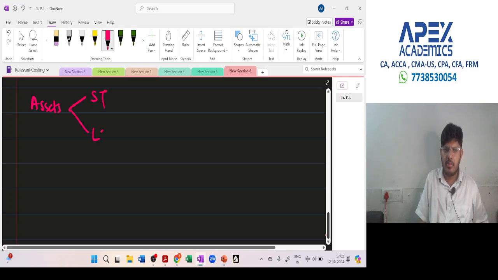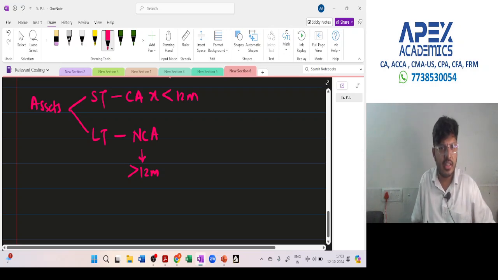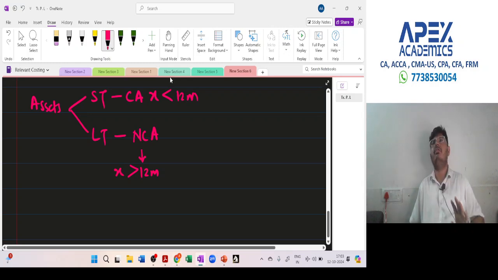When we look at the balance sheet of an organization, assets are of two types: short term and long term. Short term assets are called current assets and long term assets are called non-current assets. Non-current assets are also converted to cash, but they take a period more than 12 months, whereas current assets take a period less than 12 months. Please understand this particular concept.